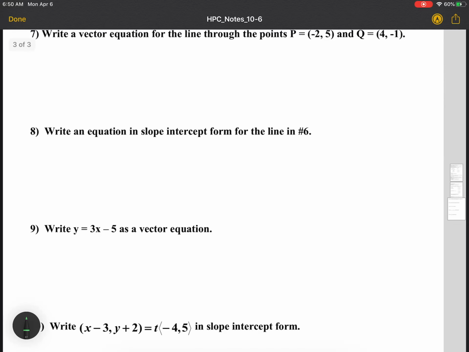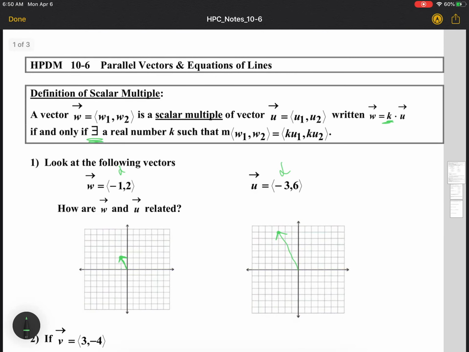times a scalar 3, right? If we take W, which is our negative 1, 2, and we multiply it by 3, we would get negative 3, 6, which is our U. Okay? So we know that U is a scalar multiple of W, and our K equals 3.